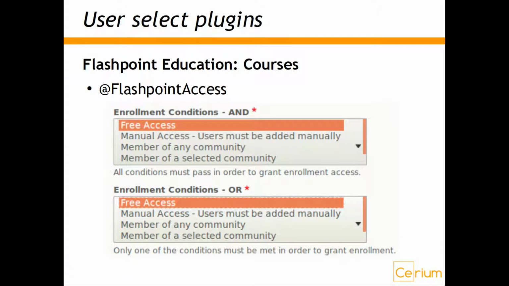The last of these three use cases is the user select plugin. This is a case where you can work with the field API or with the form API. In this case, I have Flashpoint access, so it's like, when do people access this course? Free access is easy: anyone can see it. Then you have manual access, which means I have to manually approve you.